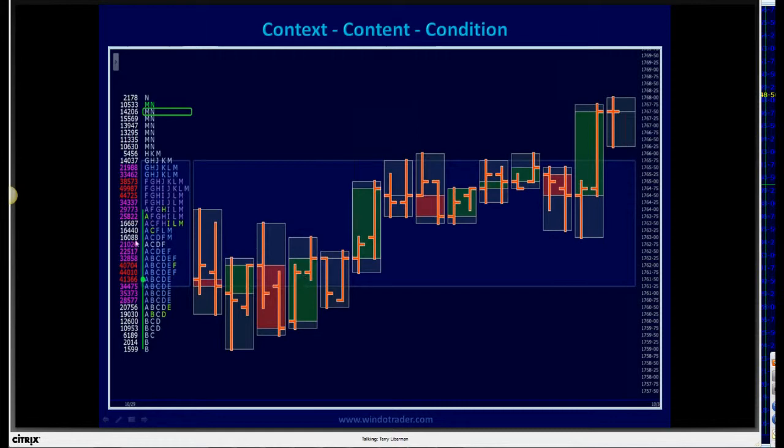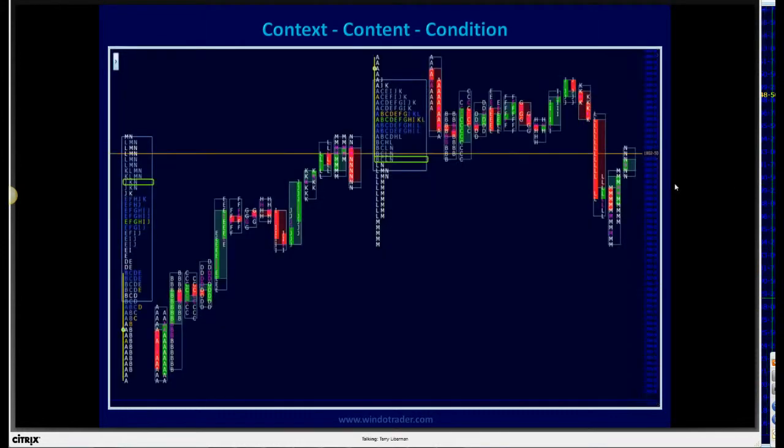We also can look at the shape of the profile that we left right here, excess or a tail, and you couple that with the 30-minute time frame and the 15s inside of it. This gives you context, content, and the condition of the market with an attempted direction higher.